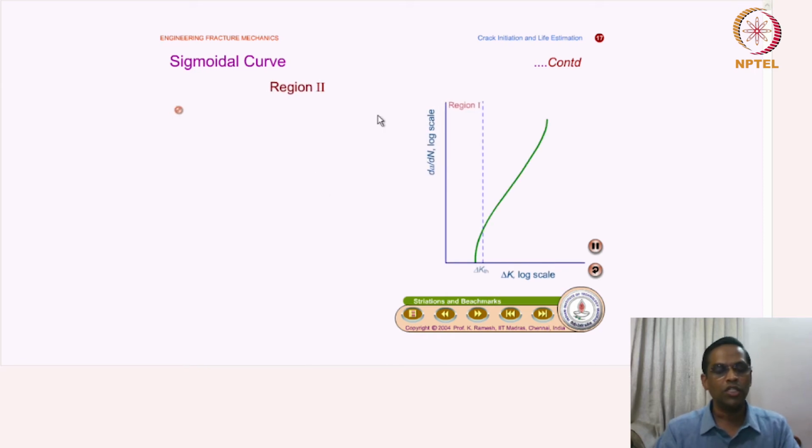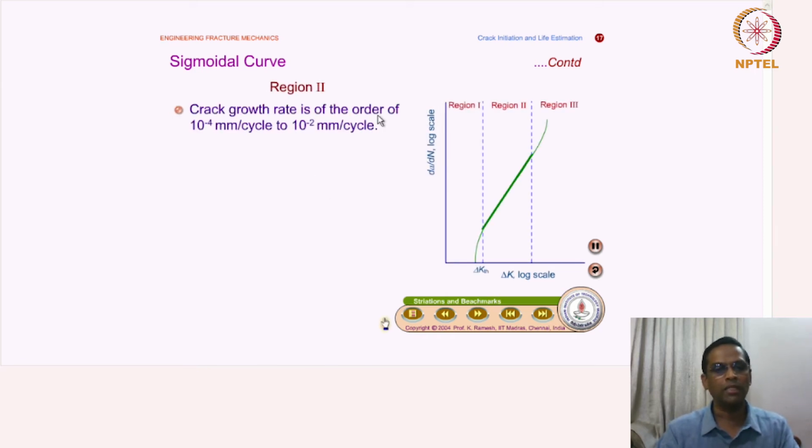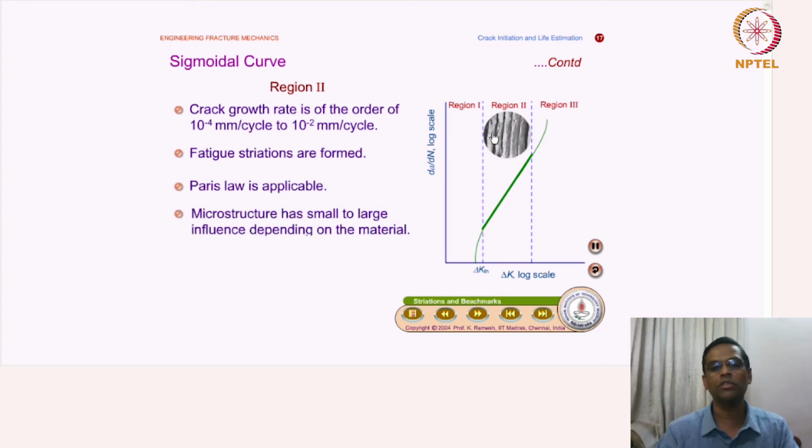And now region 2 is the so-called Paris region. Crack growth rate is of the order of 10 to the power minus 4 mm per cycle to 10 to the power minus 2 mm per cycle. This is the rate, and fatigue striations are formed in this stage. So it is shown here. You can see the fatigue striations. Paris law is applicable only in this region because that's a straight line.